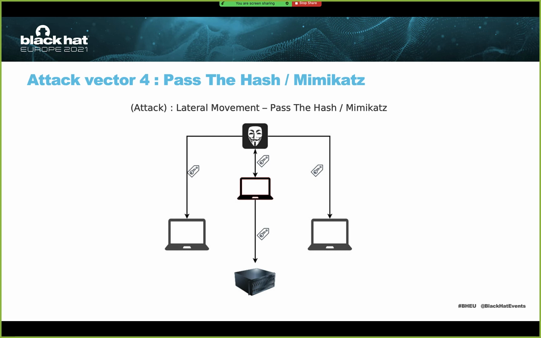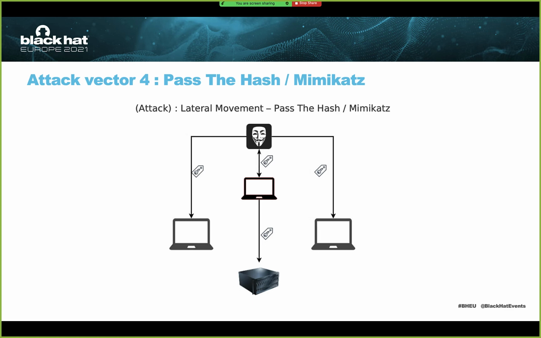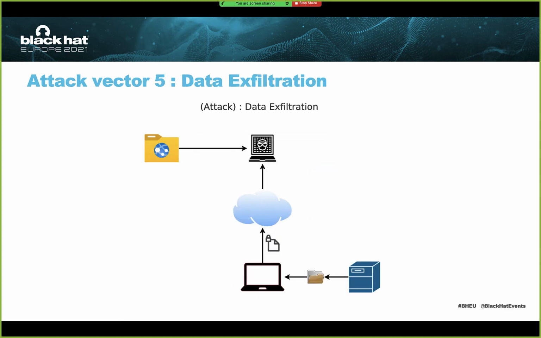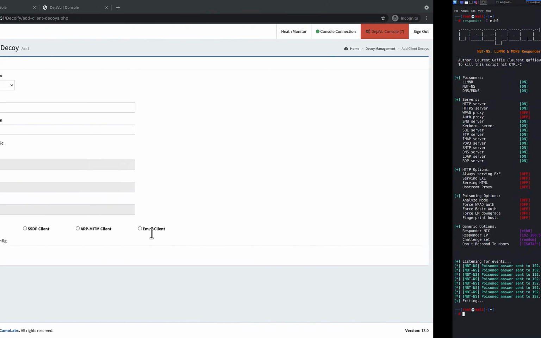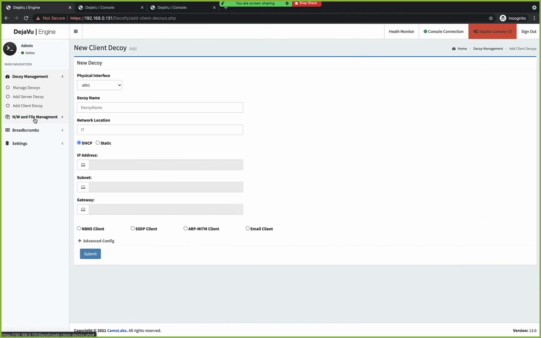So he's going to try to steal more credentials using tools like Mimikatz or pass the hash, and whatever credentials he gets, he will again try to use them until he reaches the crown jewel of the organization. Right? That's a typical lateral movement scenario. So now let's see how we can use deception technology to prevent this lateral movement attack vector inside an organization.